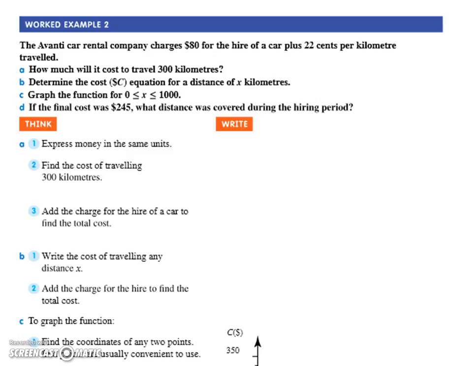So the hire is $80 and the cents per kilometre is $0.22. Everyone happy with that? Okay.